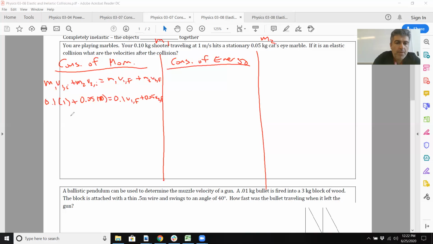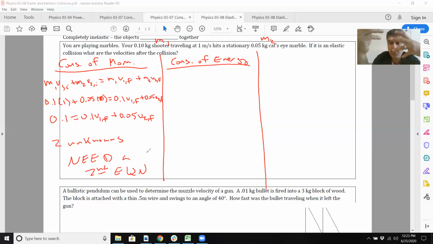So that becomes 0.1 on the left side. So 0.1 equals 0.1 V1F plus 0.05 V2F. I know it's kind of a pain to write. If you just want to write V1, that's fine, but just for the sake of consistency, I'll call it V1F and V2F. So the problem is that you have two unknowns, so you need the second equation. That's why we're doing conservation of energy next.